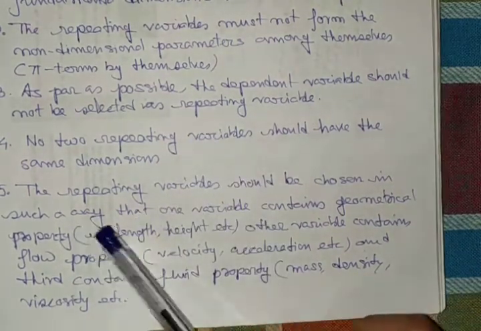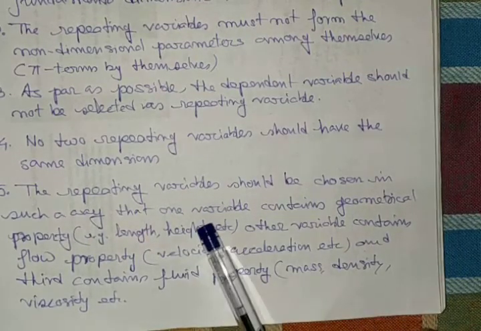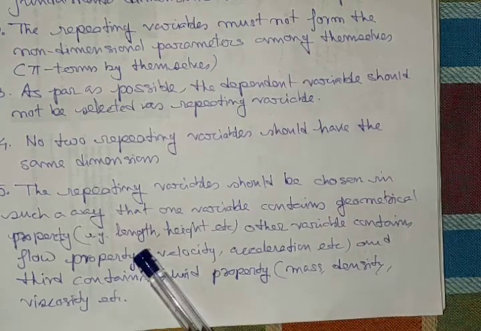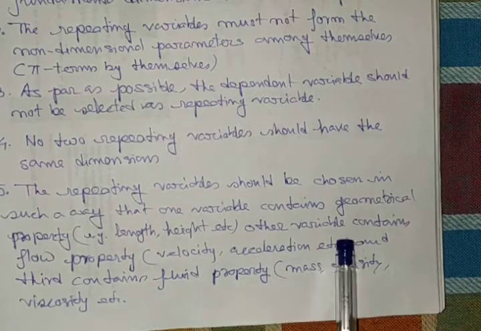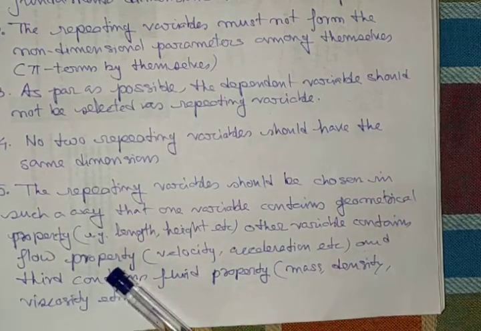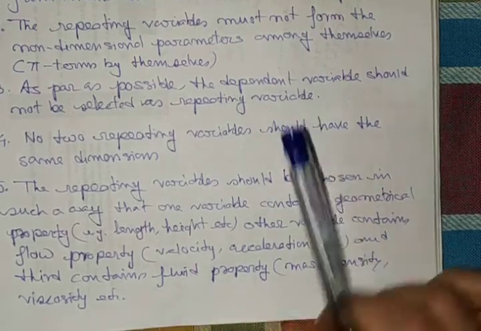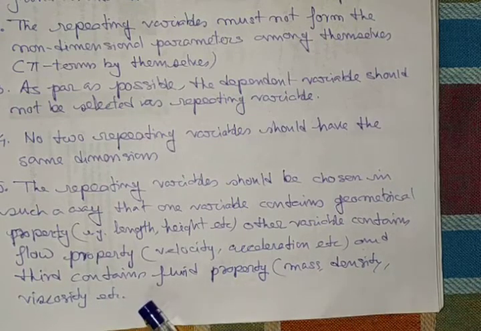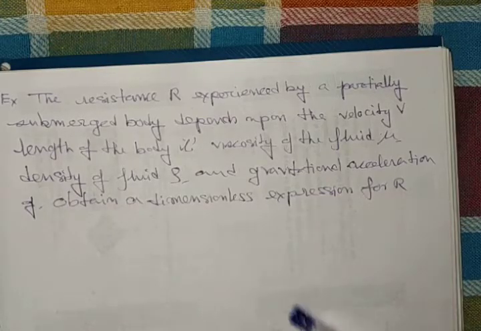Number 5, repeating variables should be chosen in such a way that one variable contains geometrical properties like length, height, etc. Another variable contains flow properties like velocity, acceleration, etc. And the third contains fluid properties like mass, density, viscosity of the fluid, etc. So let's take one example.